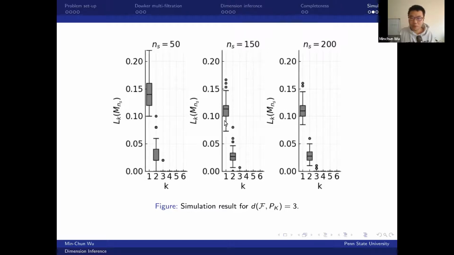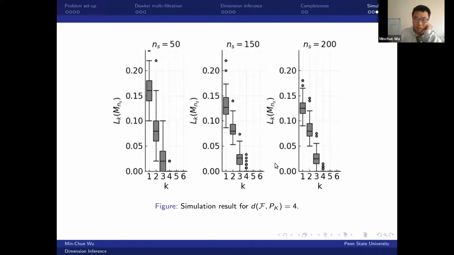And for 150 points, we see the variance actually shrinks, supporting the law of large numbers that I just illustrated. And for 200 points, the variance becomes shorter, and still only L1 and L2 show up to be non-zero, and these are just noise. So we can decide the dimension is equal to 3 here.